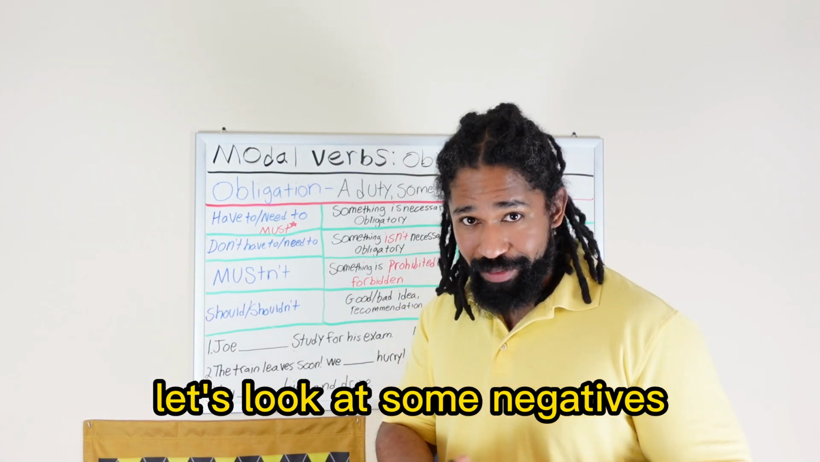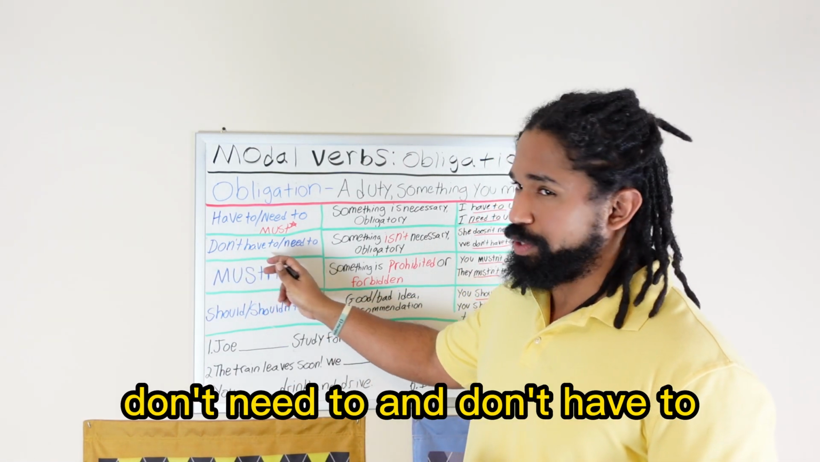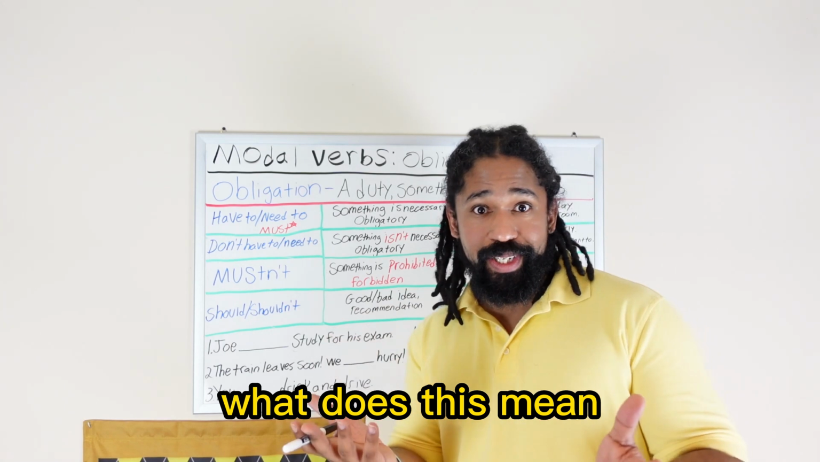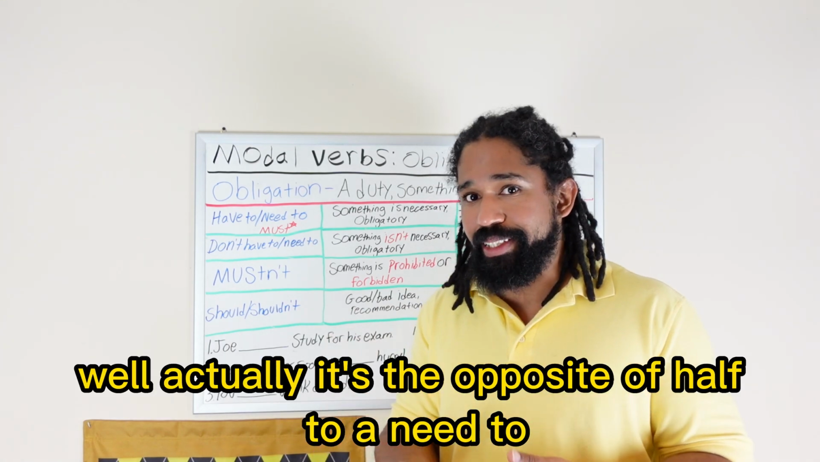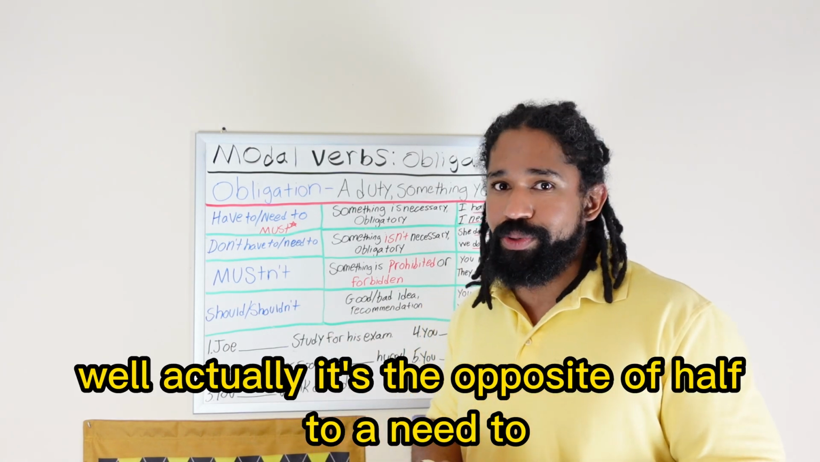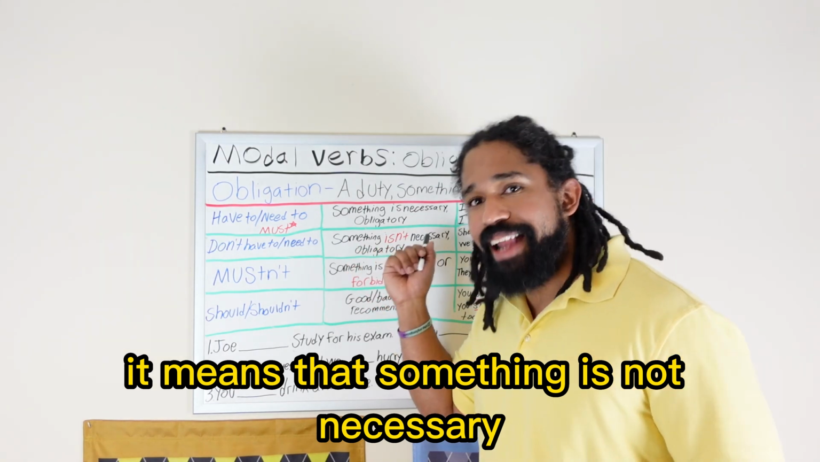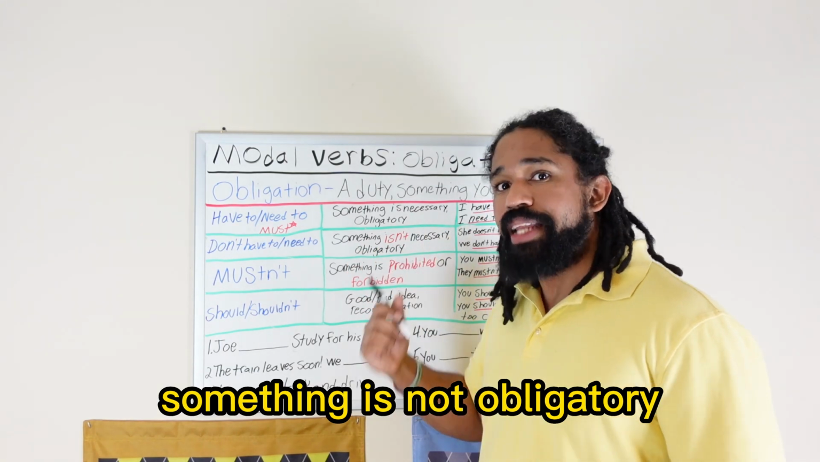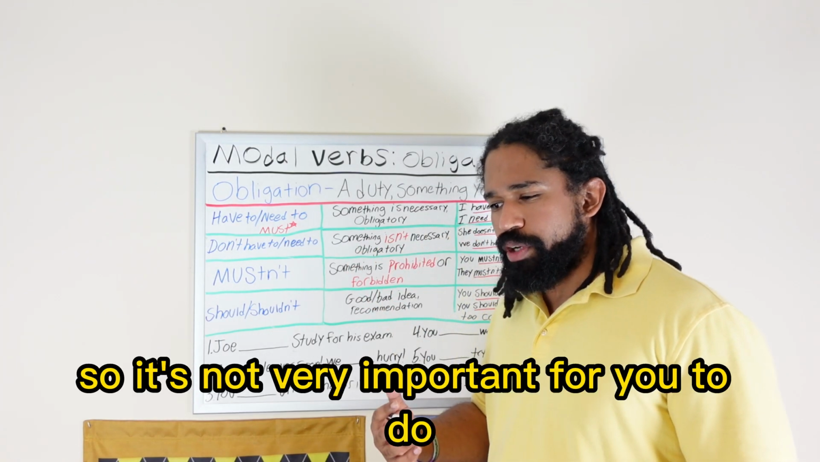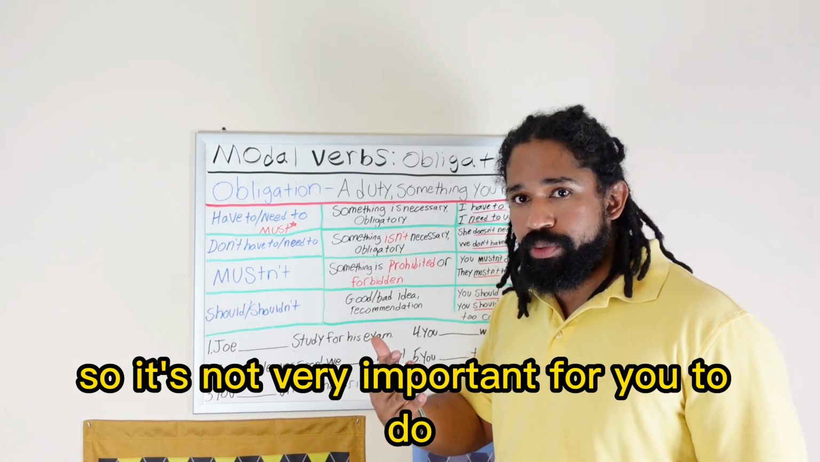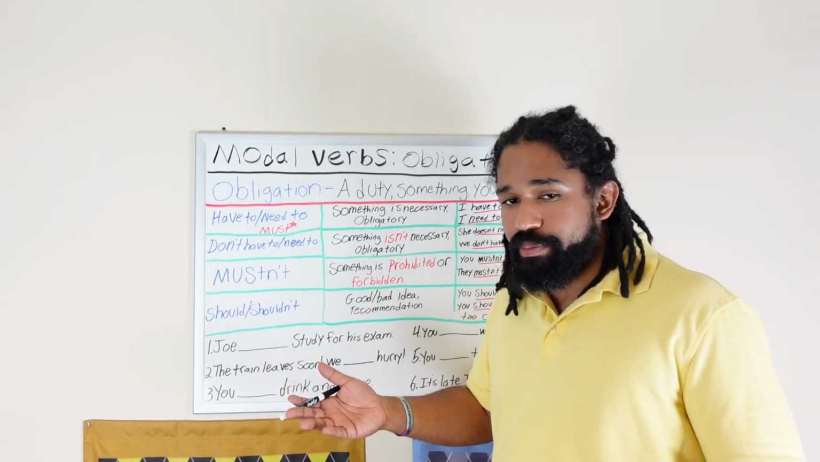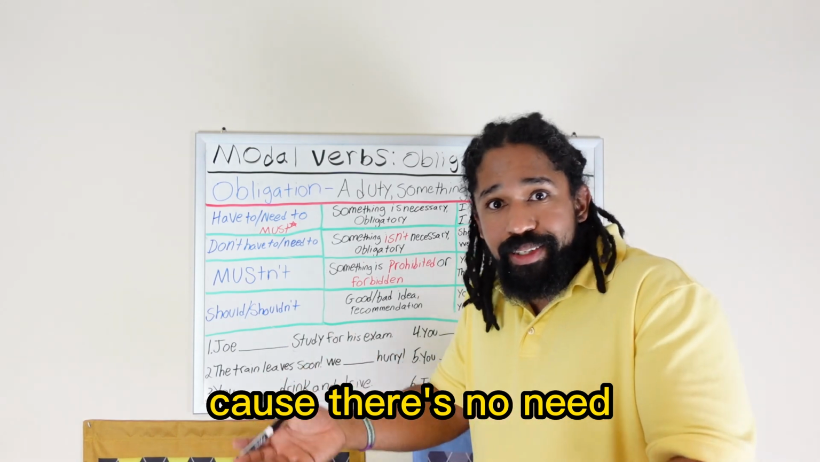Let's look at some negatives. Don't need to and don't have to. What does this mean? Well, actually, it's the opposite of have to and need to. It means that something is not necessary. Something is not obligatory. So it's not very important for you to do. In fact, don't do it because there's no need.